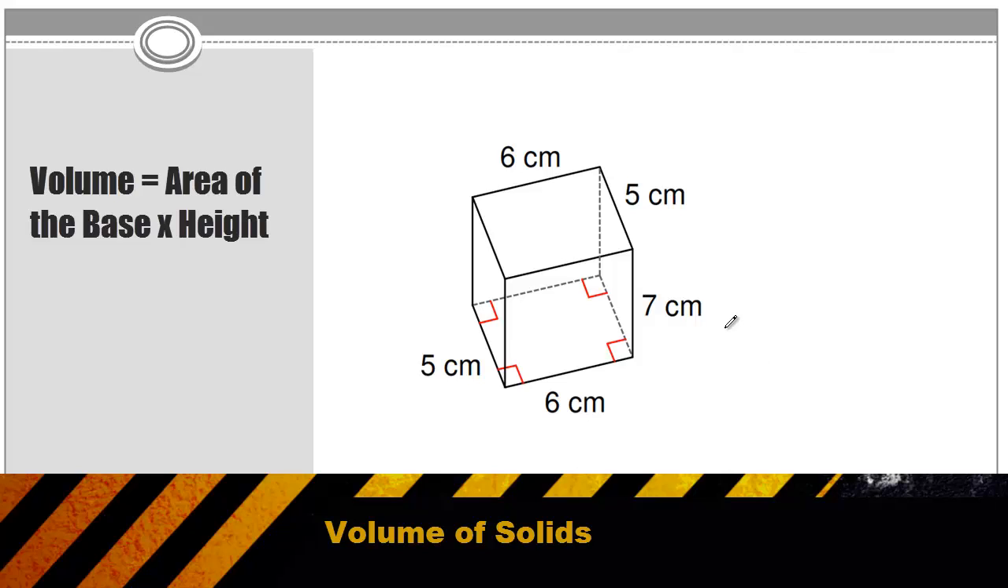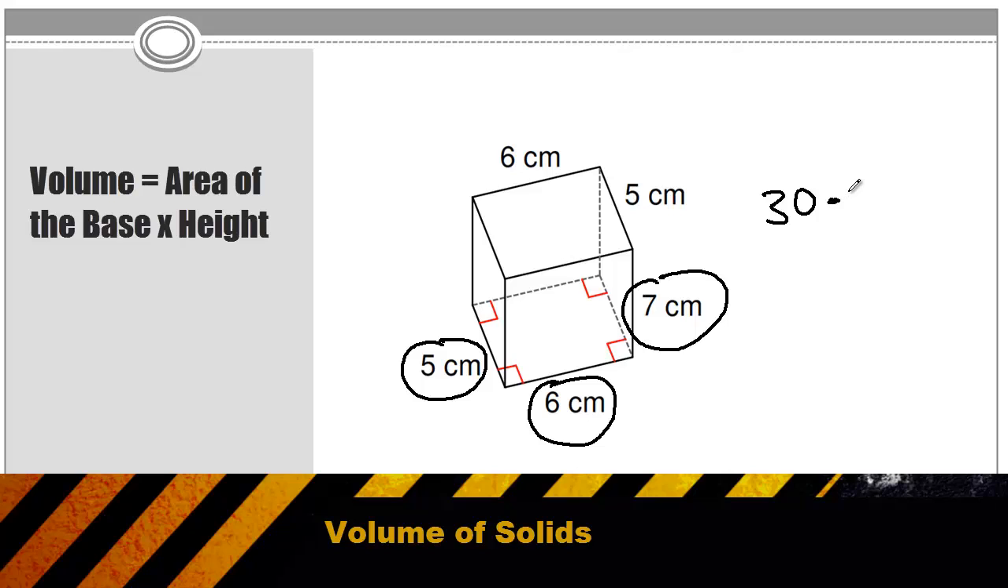If my three-dimensional object is a box, then I find the area of my base, which in this case is going to be 6 times 5, and then I multiply that by 7. So the area of my base is 30, and my height is 7, so my final volume will be 210 cubic centimeters.